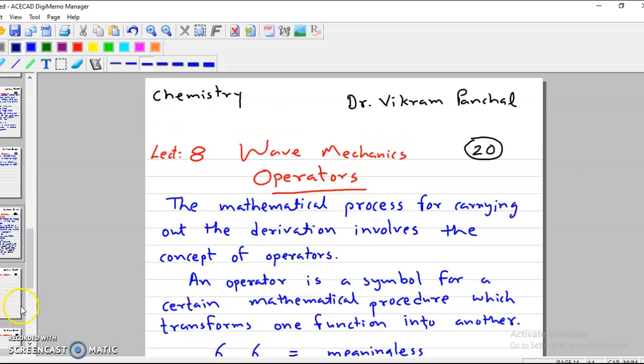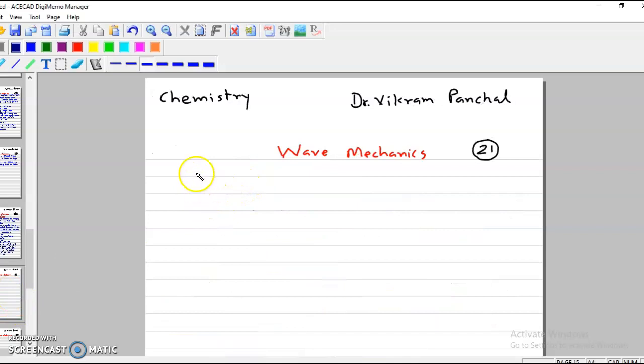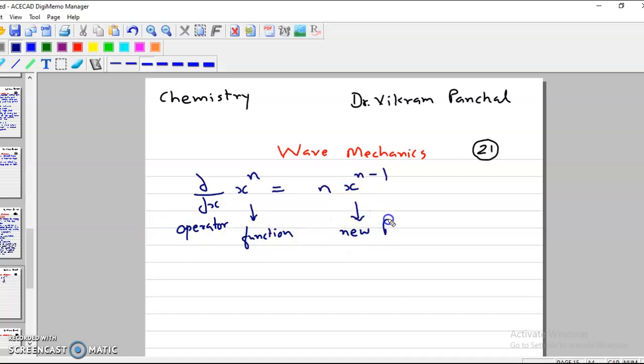So let us see how we apply this. Del by del x of x raised to n is equal to a new function, n into x raised to n minus 1. So this is operator and function. This is the operator. x raised to n is a function. And here we have a new function.